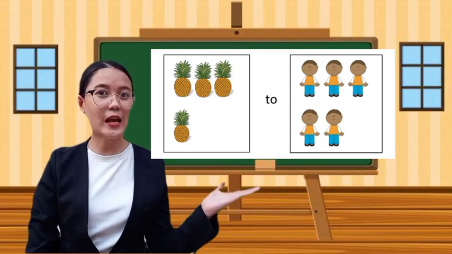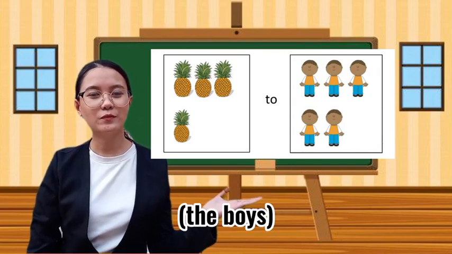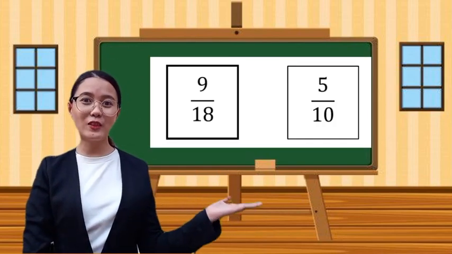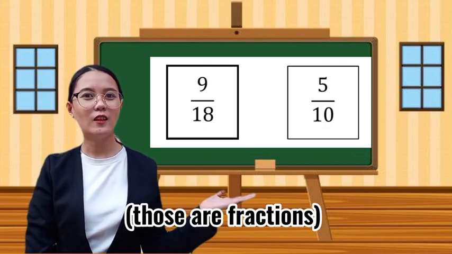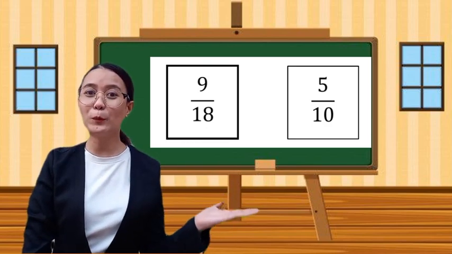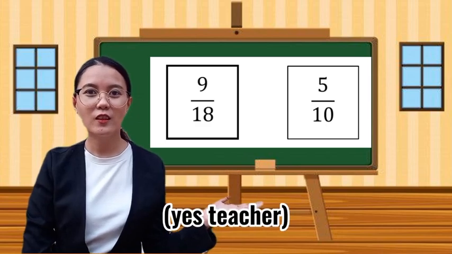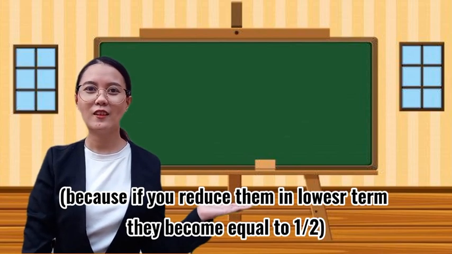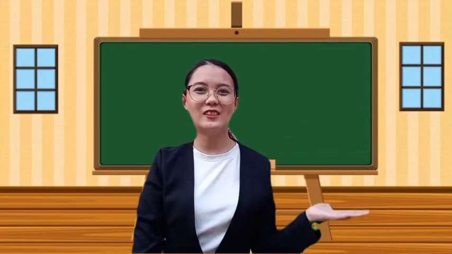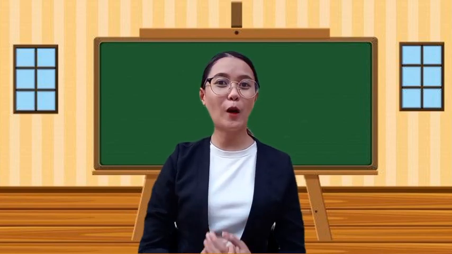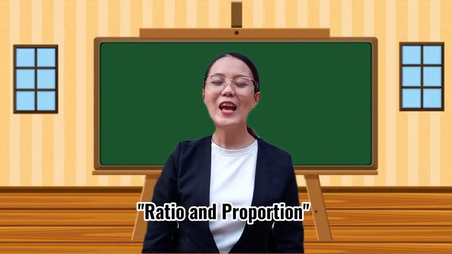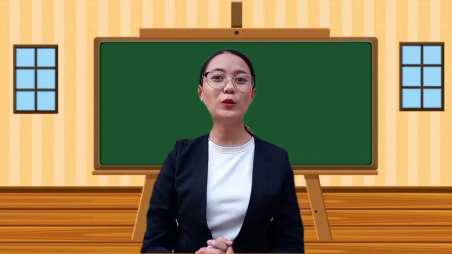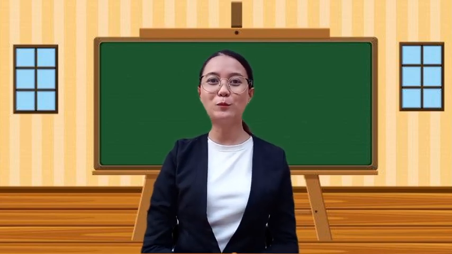Which of these two sets has the higher quantity? Very good. How about this one? What can you say? Very good. Now, are they proportional to each other? Why? Very good. So, based on this, what is our topic for this morning? Very good. So, our topic for today is all about ratio and proportion.